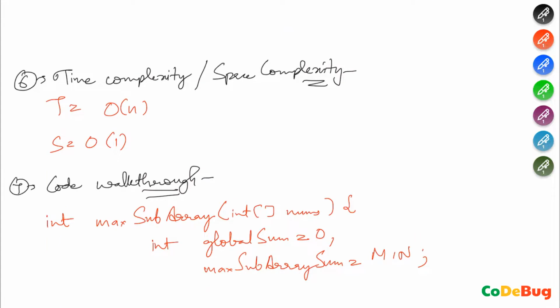Let's discuss time complexity and space complexity. We went through the array linearly. In one iteration, we are able to figure out the maximum continuous subarray sum, and we didn't create any auxiliary space, so the space complexity of this problem will be constant, which is big O of 1.